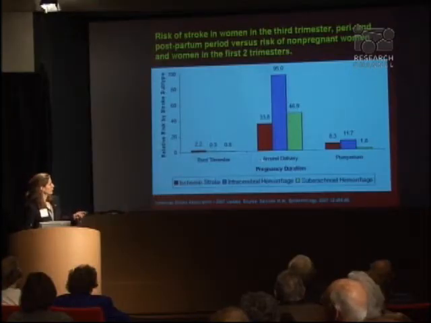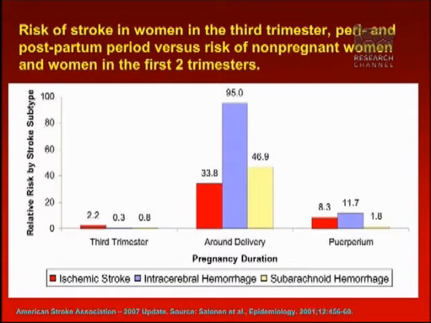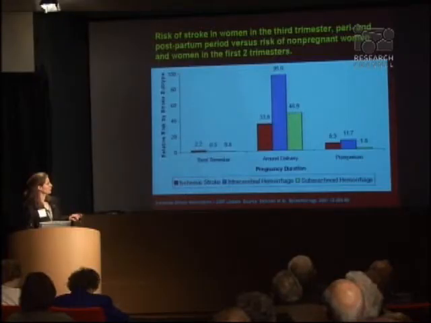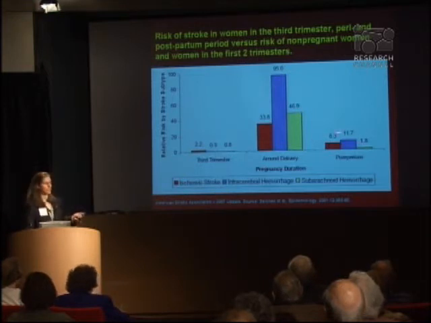And you can see in the center here, this is around the time of delivery. The red is due to ischemic stroke, or the blocked blood vessel. The purple is the hemorrhage into the brain, and the yellow is the subarachnoid hemorrhage. And it's actually around the time of delivery that this risk goes up. Again, this is compared to non-pregnant women. In general, that age category has a low risk, but they have a relative risk increase. And this also is increased in the postpartum period.